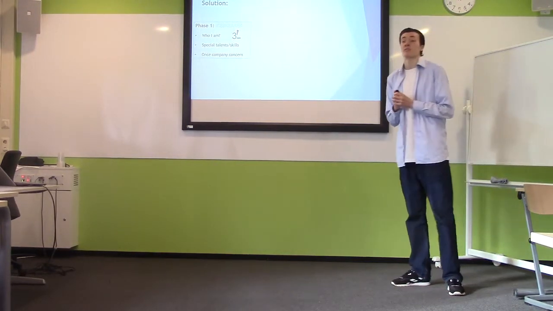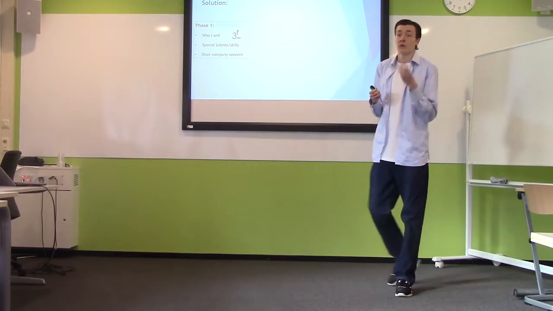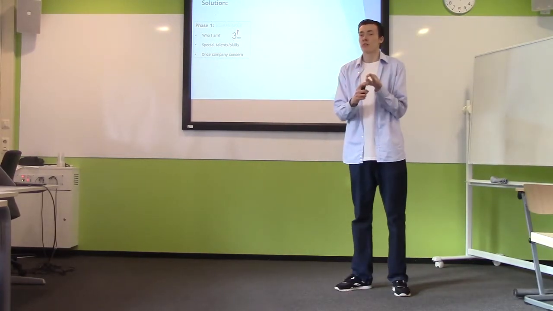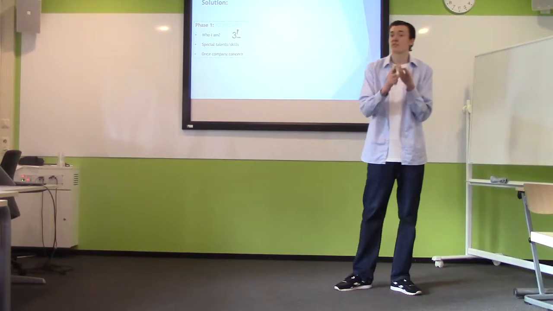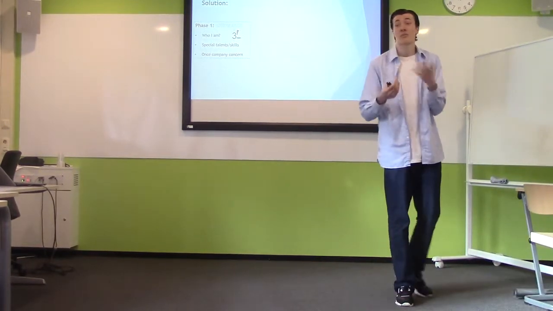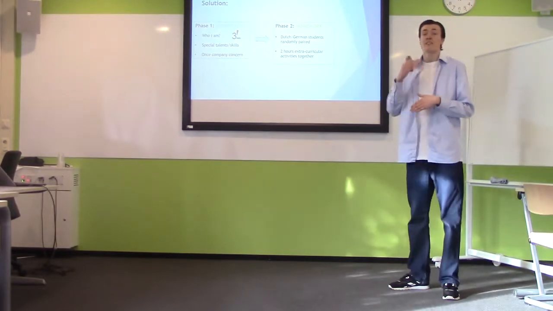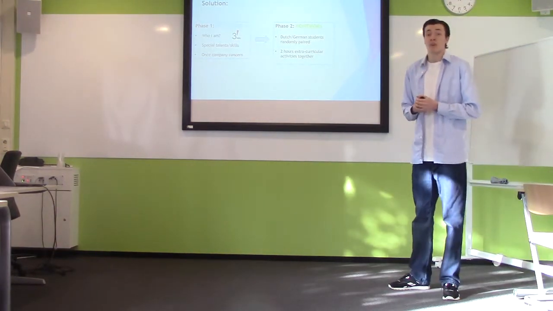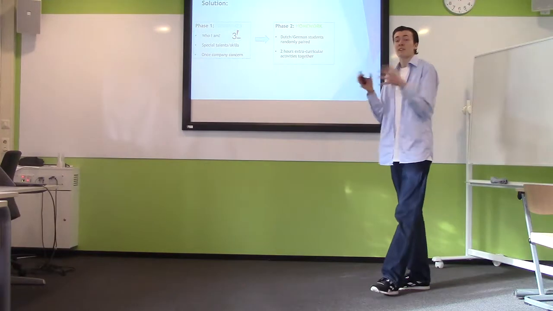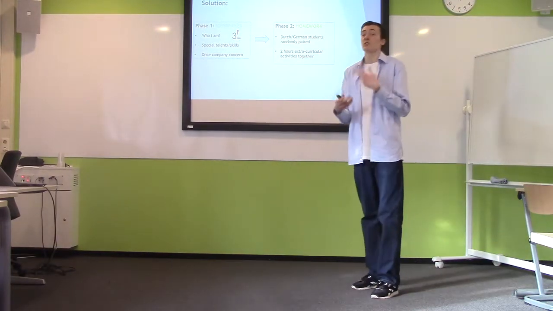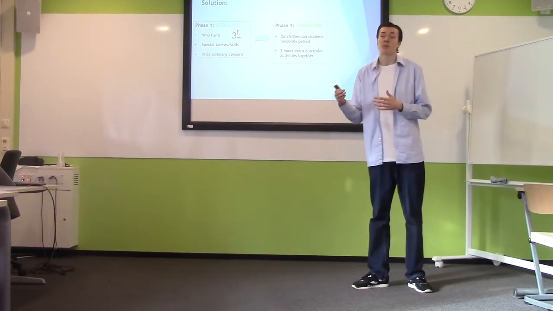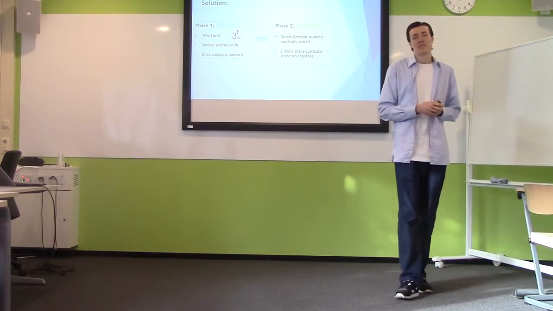So phase 1 is simple. It's an icebreaker exercise, where every employee will have 3 minutes to talk about who they are, their special skills and talents, and one concern they may have about the company and the way it's currently run. Phase 2 then simply builds on that foundation, where Dutch and German students will be randomly paired and then tasked with spending 2 hours together over the coming week, but outside of company activities.